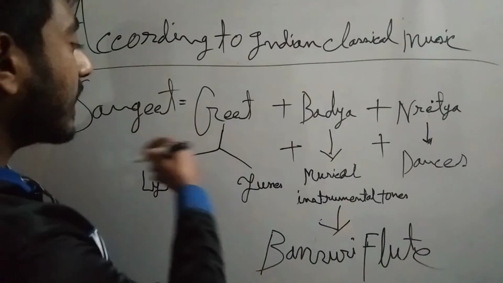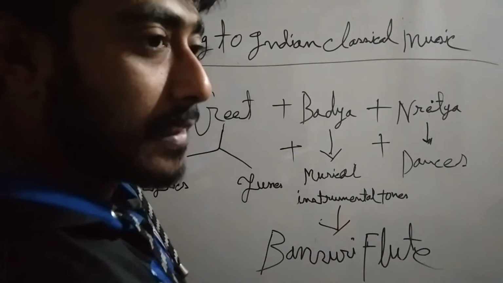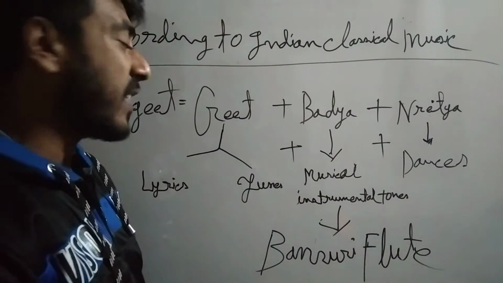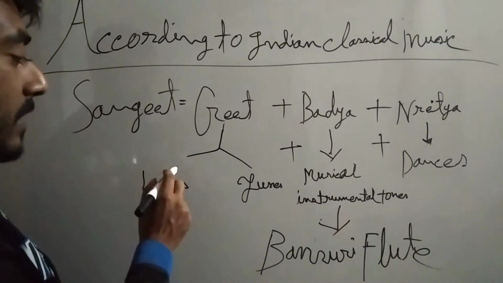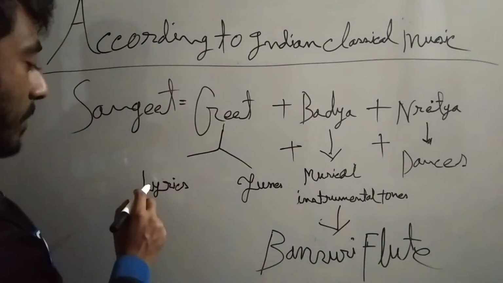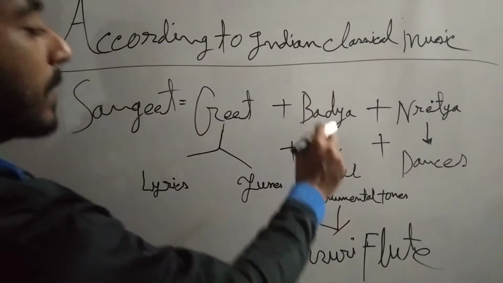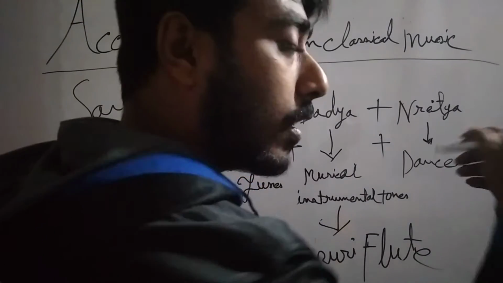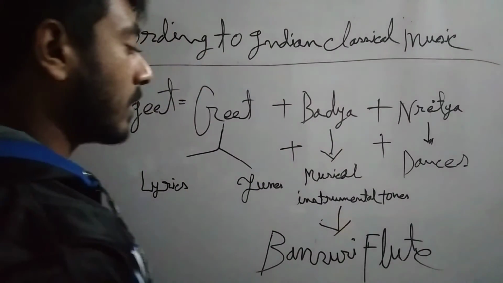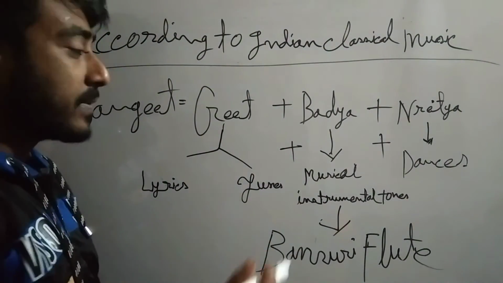So Sangeet is a vast subject, a divine subject. Each of them is a particular art and subject. Geet is a particular subject and art. Badya is a particular subject and art. Nritya is also a particular subject or art.